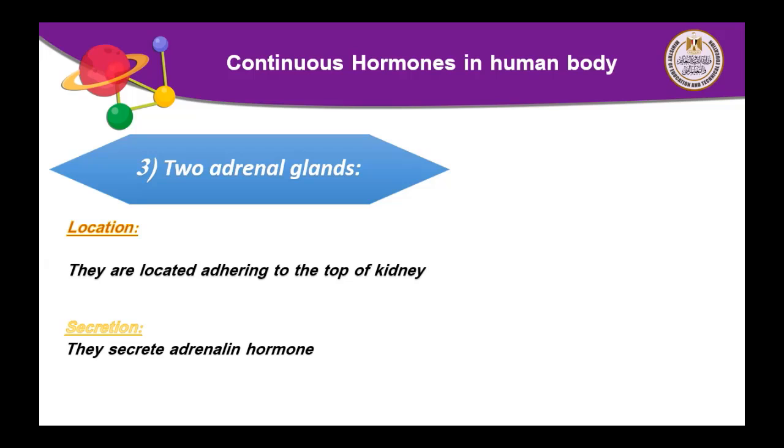For example, in the pituitary gland, when the growth hormone which is secreted by the pituitary gland decreases, the person will suffer from a disease called dwarfism. And when the growth hormone increases, the person will suffer from gigantism.